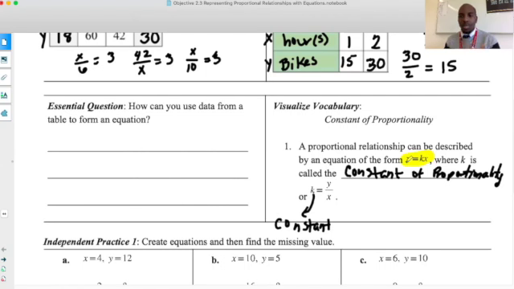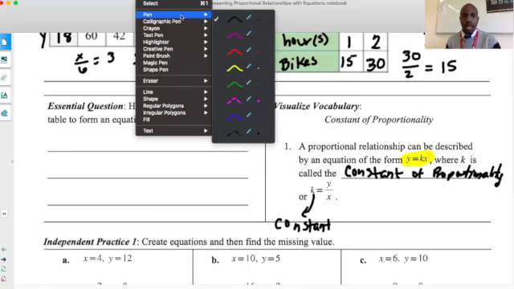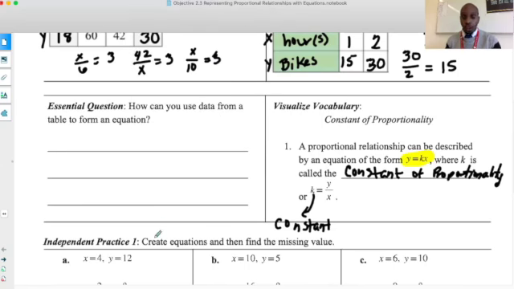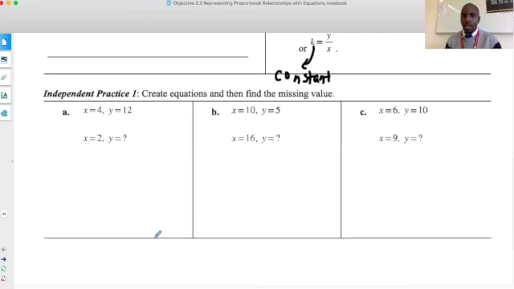So what I'm going to do is model for you one of each of these practice problems, as well as the modeling section, where I'm going to model 2 problems for you. And I want you to be able to fill in the rest. So for example, independent practice 1. Let me model for you the first one. If we scroll down, you'll see that they want us to create equations and find the missing values. They want us to find the value of y when x is 2, right? They told us x is 4, y is 12. So what is y when x is 2?